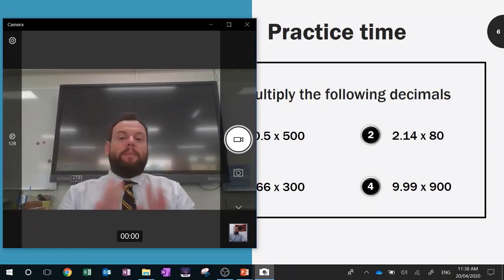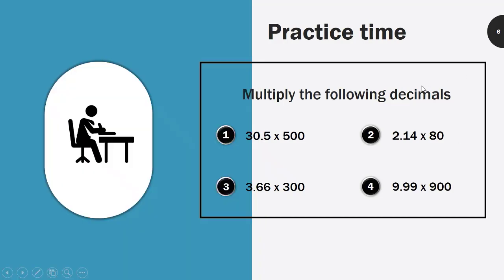Okay guys, before we jump into these next questions, we just need to go through a couple of little things because they're slightly different, these ones, okay? So let's have a look at them. So here it says multiply the following decimals, and it's the same sort of thing. We've got a decimal number, however, our second number is like a number that's like 500 or 80 or 300 or 900. So when we were multiplying by powers of 10, we always had a 1, okay?